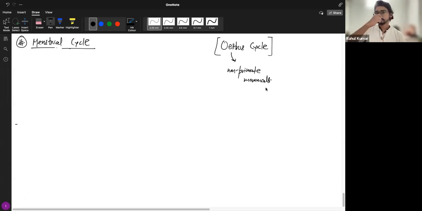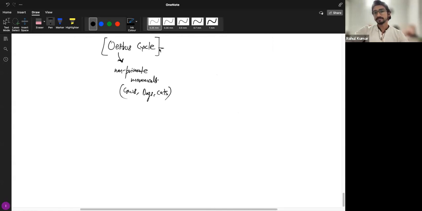Primates are bipedal mammals like humans. Human females undergo the menstrual cycle. Non-primate mammals like cows, dogs, and cats undergo the estrous cycle. That is also a monthly cycle. The only difference is that in the estrous cycle there is no bleeding phase.